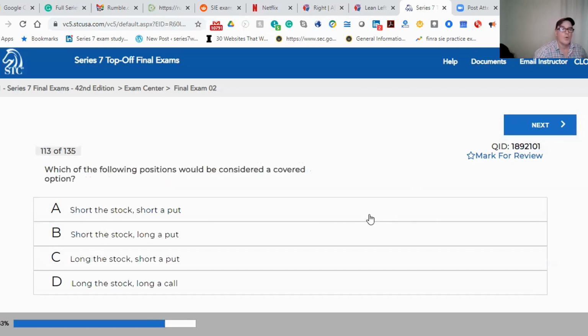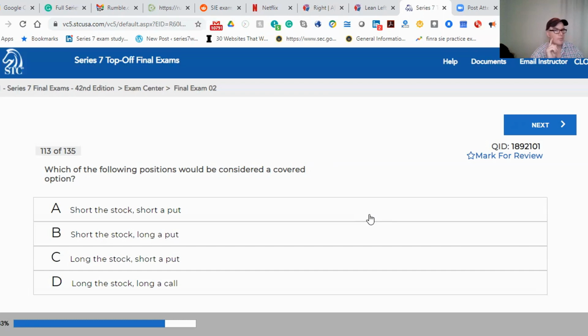Okay. Which of the following positions would be considered a covered option? Okay. So covered means I'm selling an option and then I have a stock position. Uncovered is I sell an option without a stock position. So let's do that. So short the stock, short a put, that could be a covered put. Short the stock, long a put. Well, they're both bearish. That's out. Long the stock, short a put. They're both bullish. That's out.